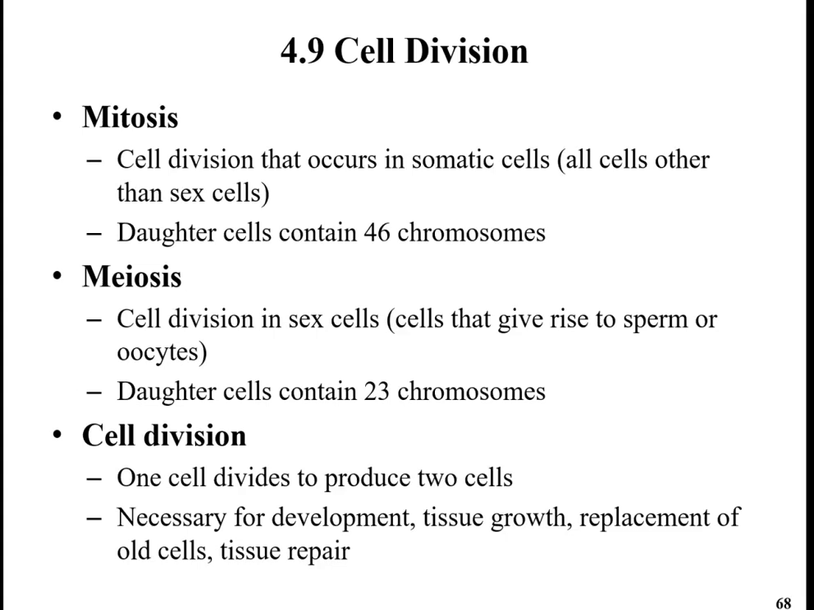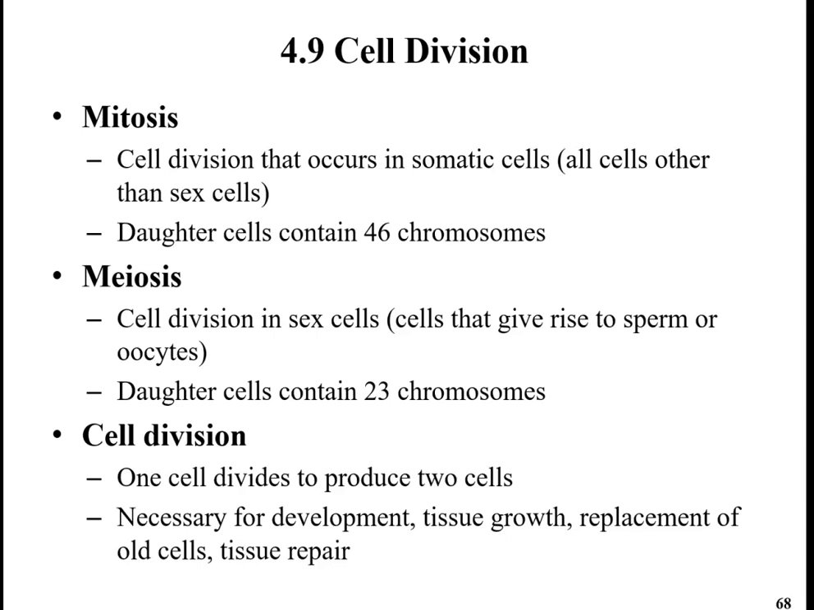So there's mitosis, which is cell division that occurs in somatic cells. And somatic cells are all the cells in your body other than the sex cells, so other than the ova and the sperm cells. And in mitosis, the cells that are formed, the daughter cells, contain 46 chromosomes, so that's the normal number of chromosomes.